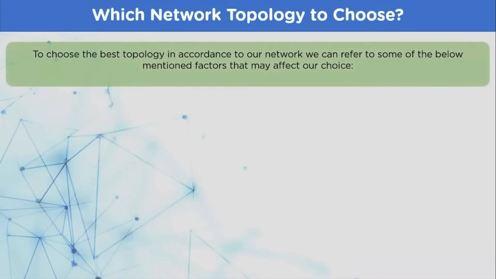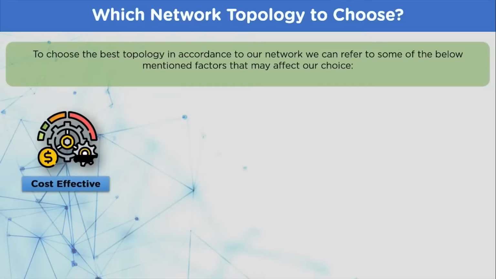Now, let's take a look at how to choose the best topology for a network configuration. First up, cost. The installation cost is one of the biggest factors that affects the type of topology configuration we choose for our network, as the cost of installing cables, routers, switches, and other network connections is low.